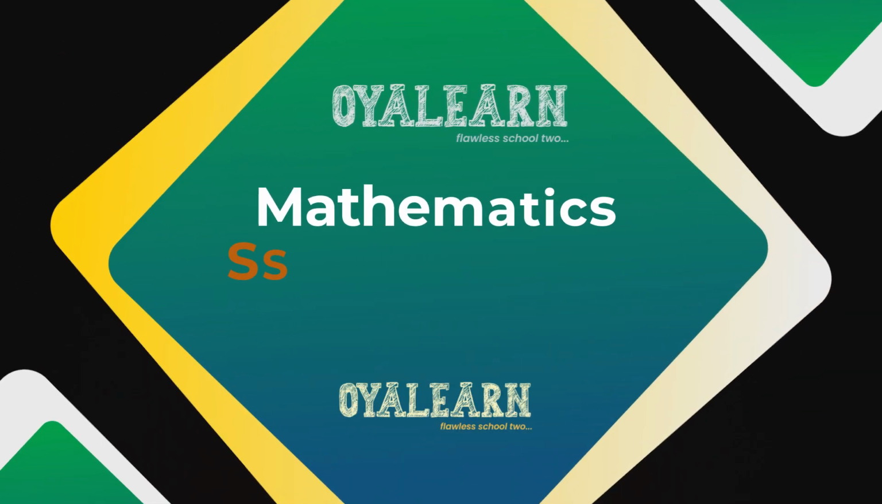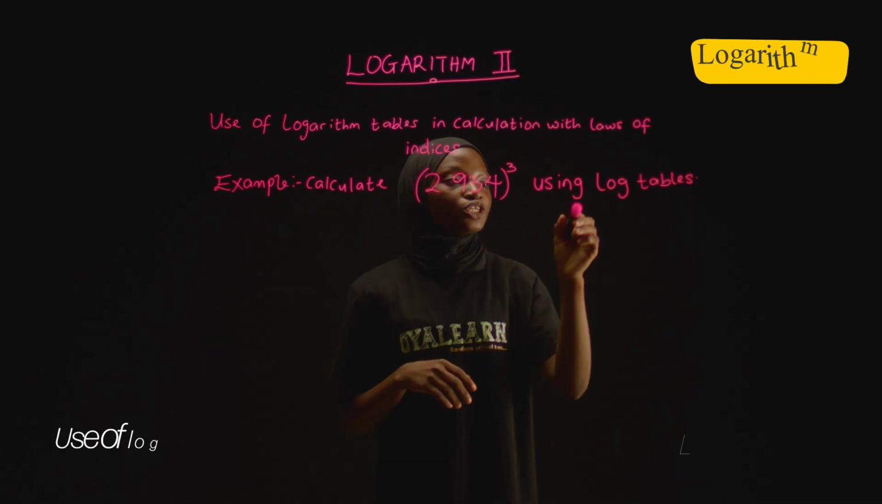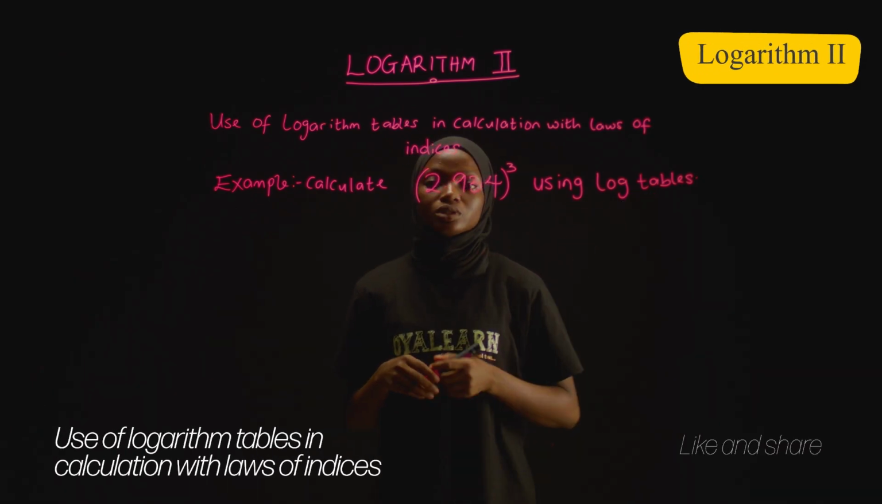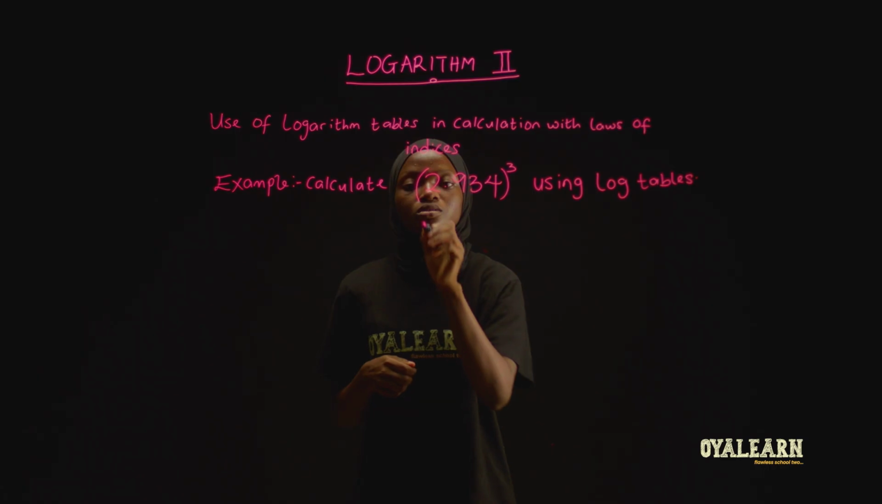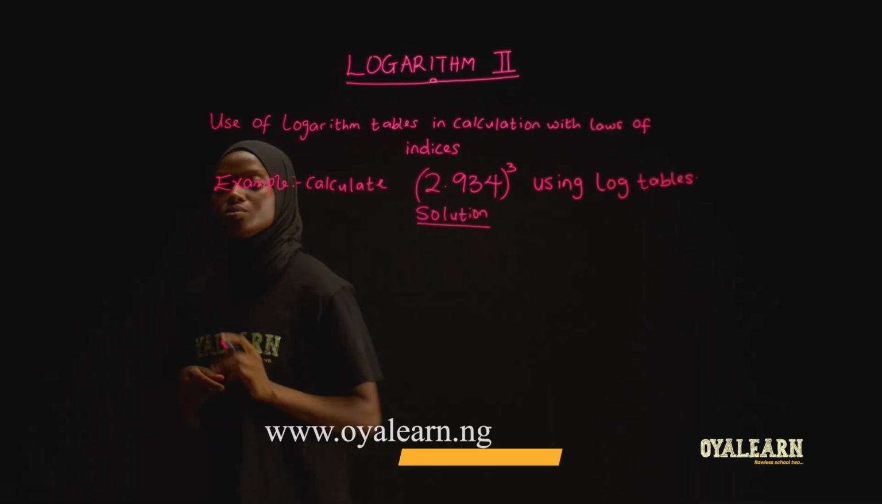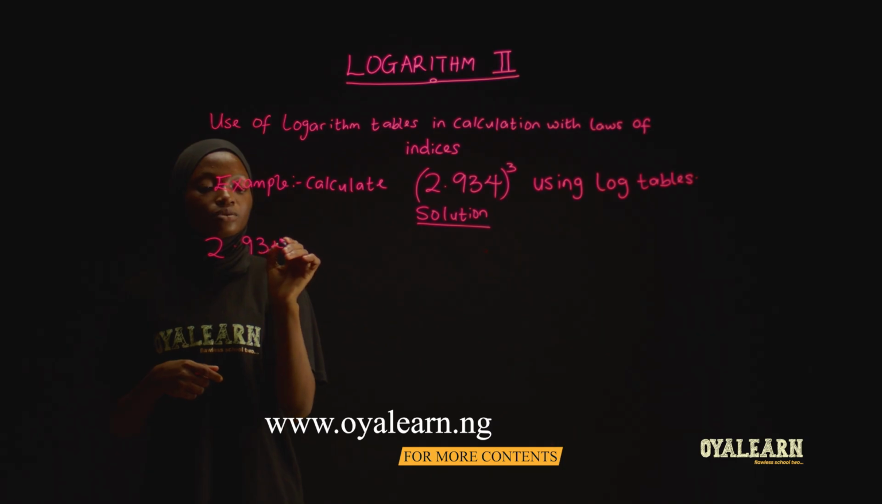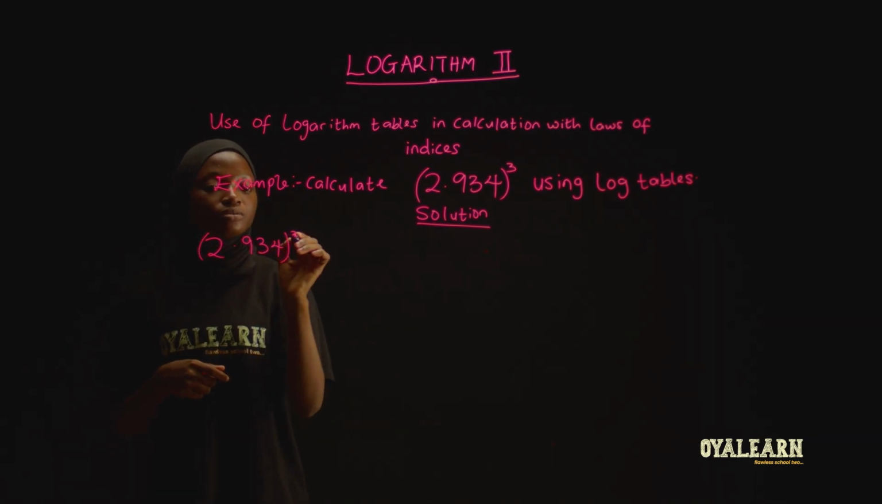Let's calculate the value of 2.934 all raised to the power of 3 using logarithm tables and law of indices. Solution. Let's rewrite the number: 2.934 all raised to the power of 3.